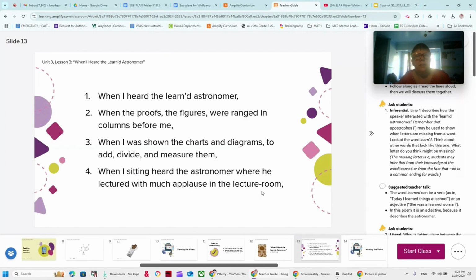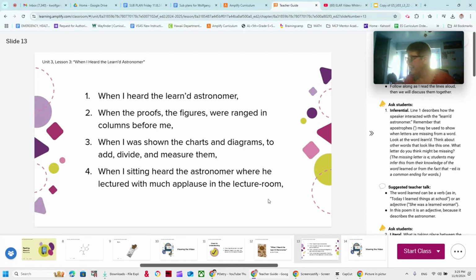When I heard the learned astronomer, when the proofs, the figures were ranged in columns before me, when I was shown the charts and diagrams to add, divide, and measure them, when I sitting heard the astronomer, where he lectured with much applause in the lecture room.